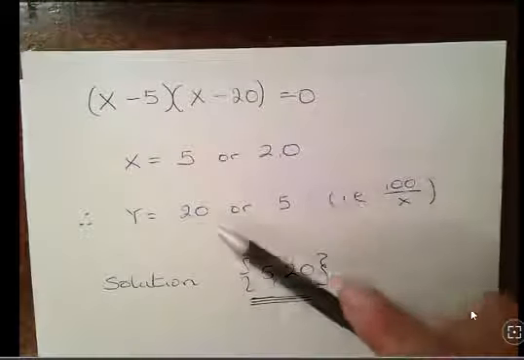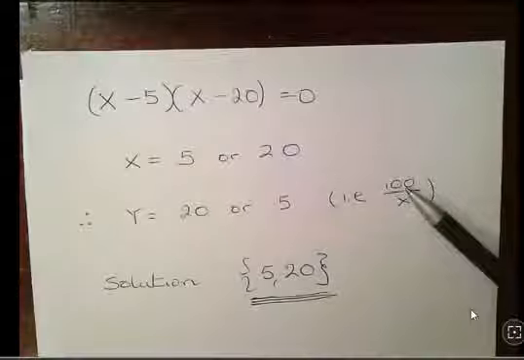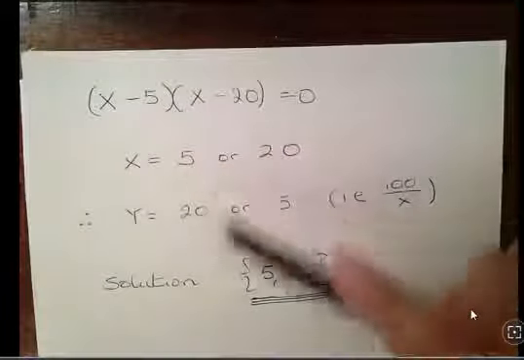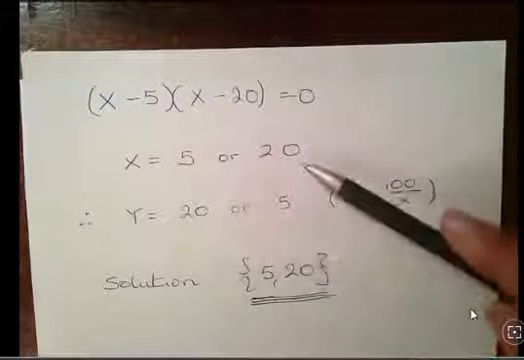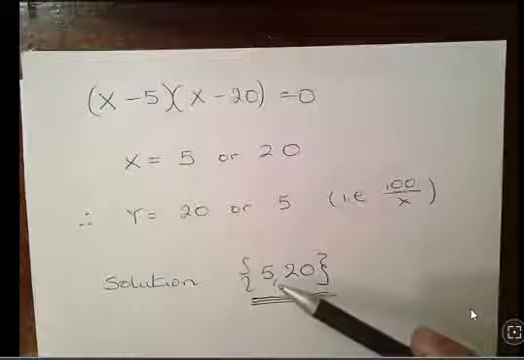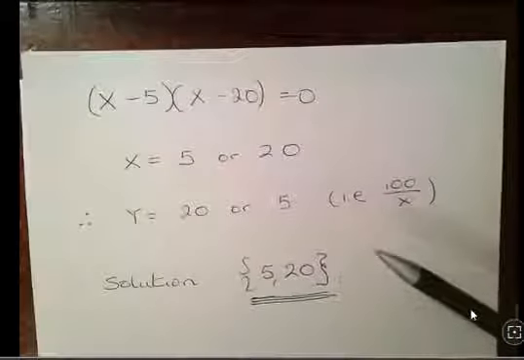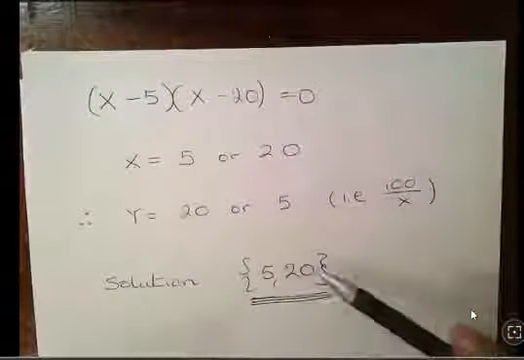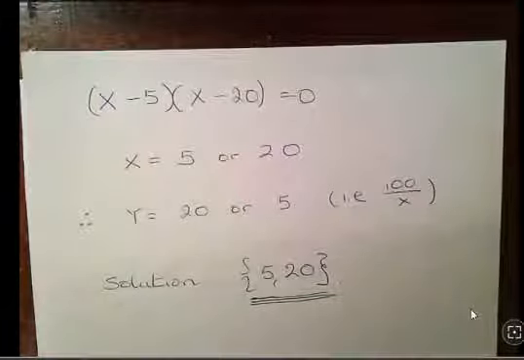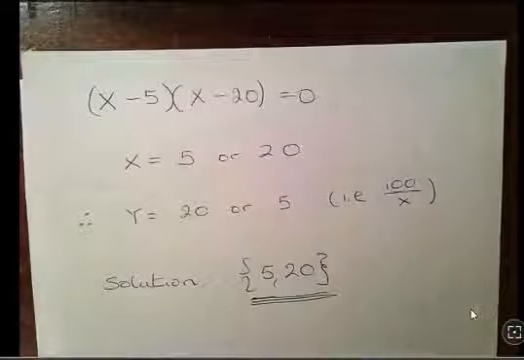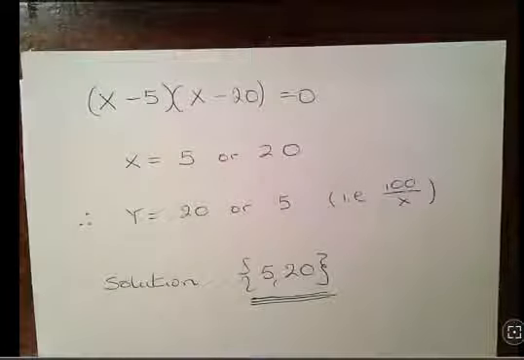And as a consequence of y being 100 over x, y would be 20 or 5. So essentially they're interchangeable. So the answer is x is equal to 5 or x is equal to 20, or vice versa. It doesn't really matter which. So the two numbers are as follows: one of them is 5, one of them is 20. That's all you need to answer. Okay, so we'll leave it there.